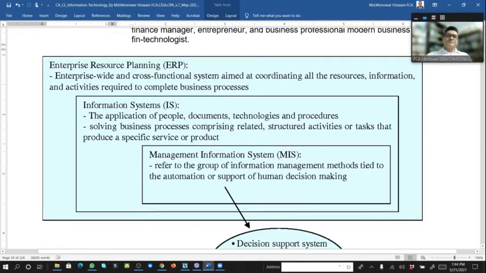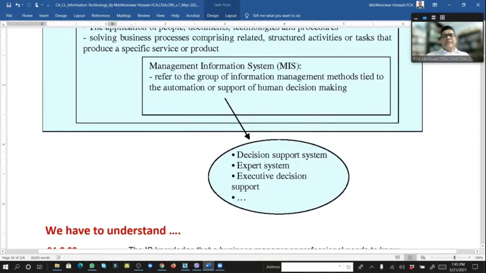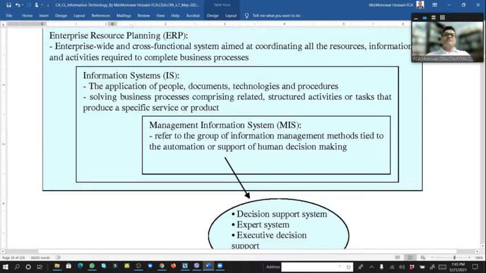Look here. Management information system refers to the group of information management methods tied to the automation or support of human decision making. And within management information system, there are different types of systems. Look here, in the oval box: decision support system, expert system, executive decision system. These types of systems are also part of the management system, and they are for the top management. And this management system is a part of information system.